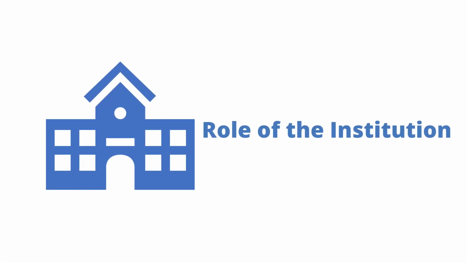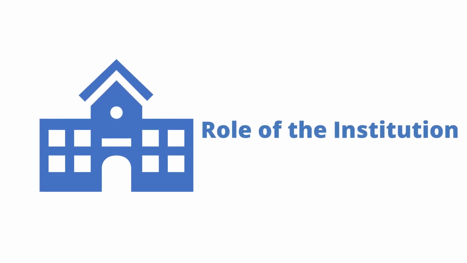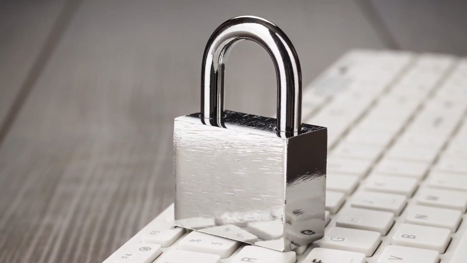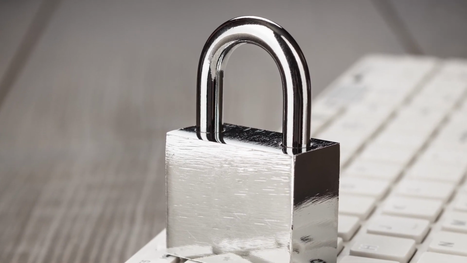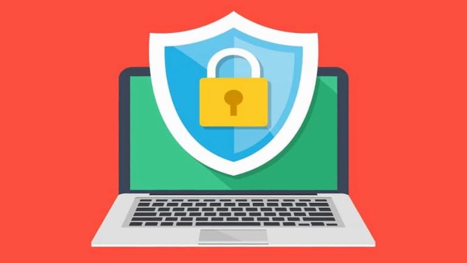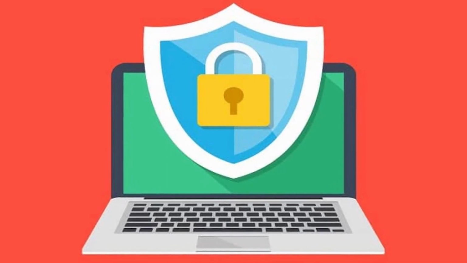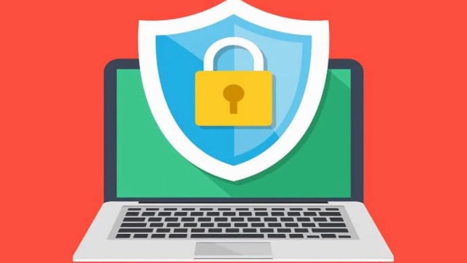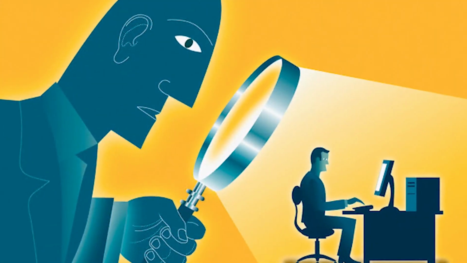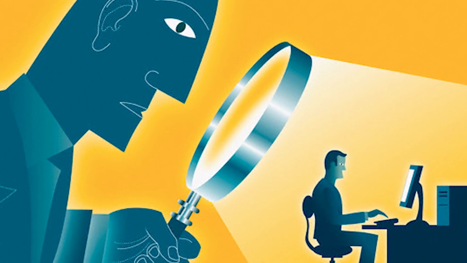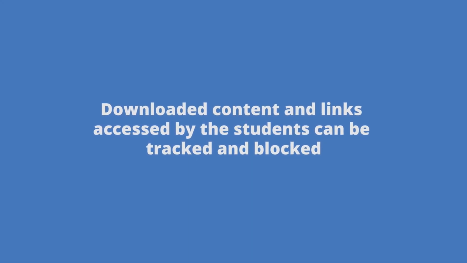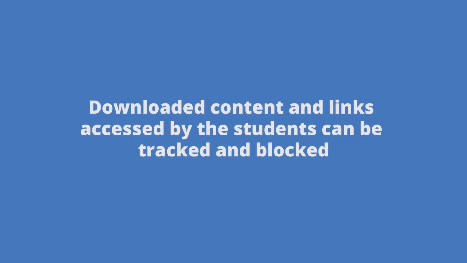A school or an institution has a role to play when ensuring that students are safe online. One is by ensuring that the devices are secure. School computers should be secured with strong passwords and locked when not in use. Software such as antivirus and firewall should be installed to detect malicious activities that could harm their devices. Secondly is filtering and monitoring. The school internet should be monitored and filtered to ensure students cannot access harmful or age-restricted content. Downloaded content and links accessed by the students can be tracked and blocked.